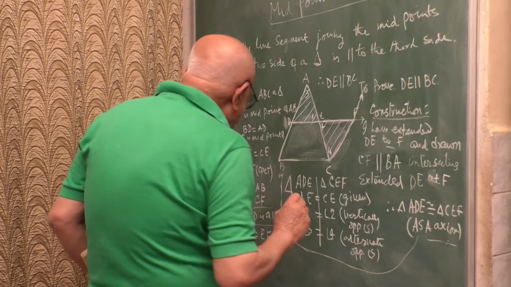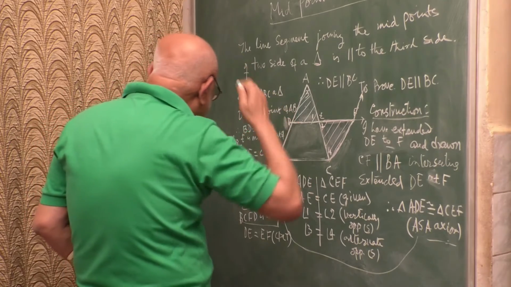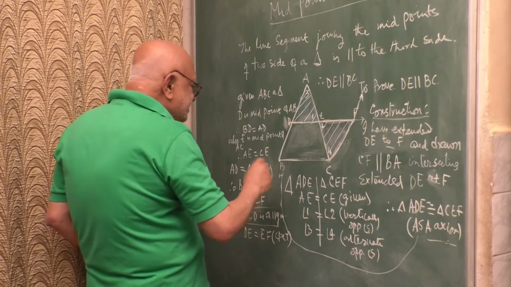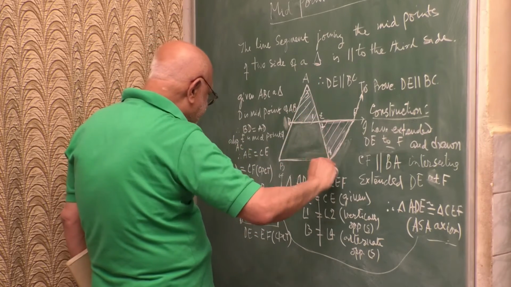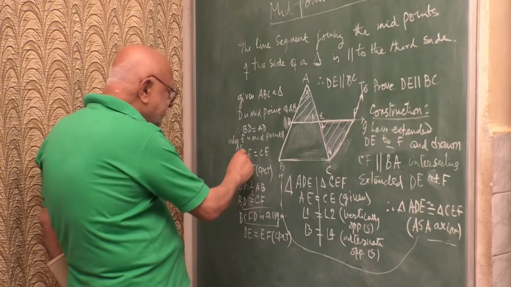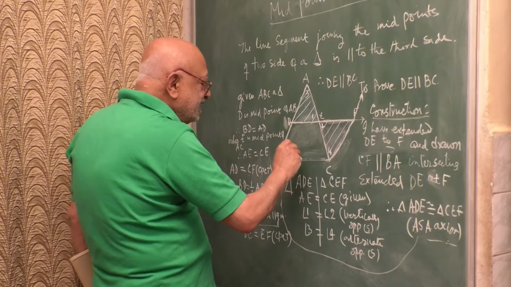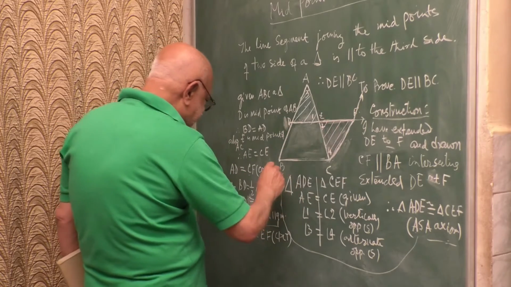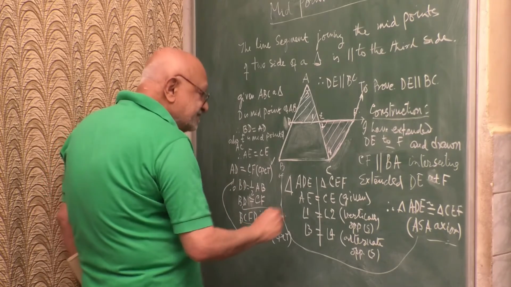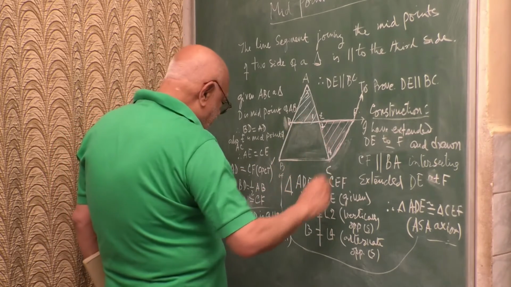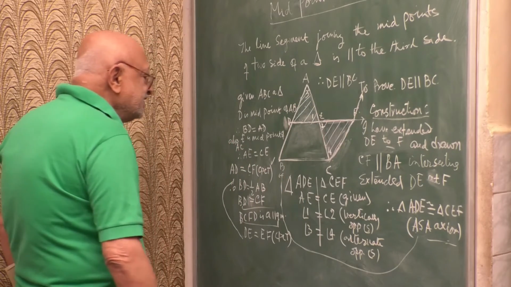That is done. From there, what did I do? AE is equal to CE, that is given. I have taken AD equal to CF, that is CPCT. I should have written this one here, and I have taken DE equal to EF. That is, this is equal to this.